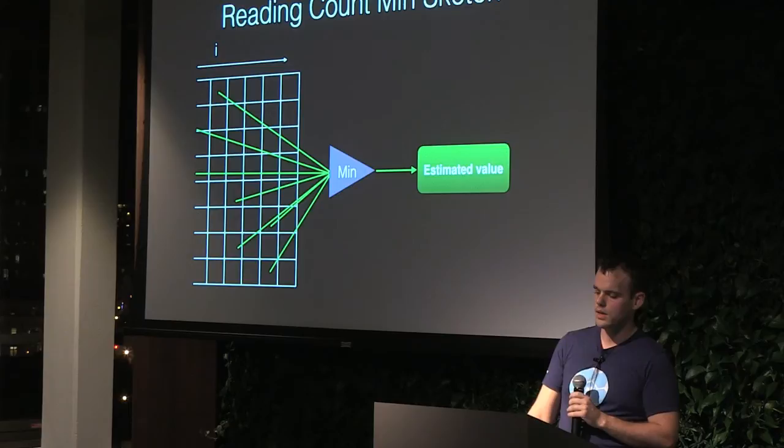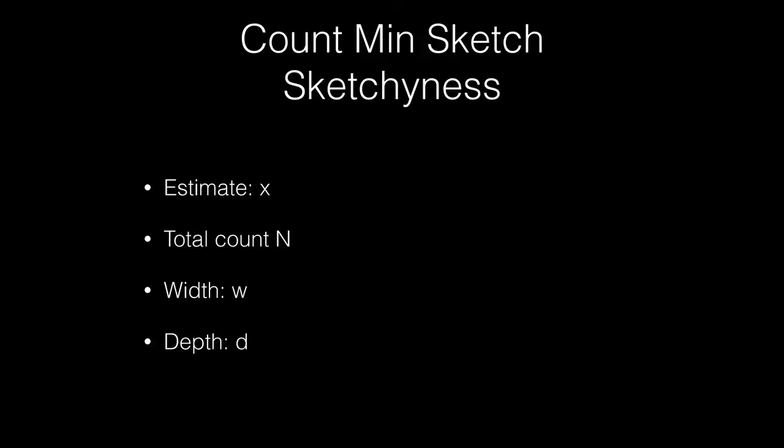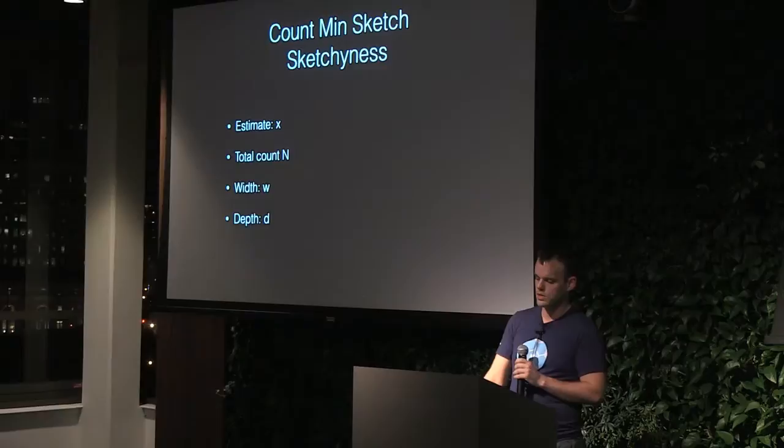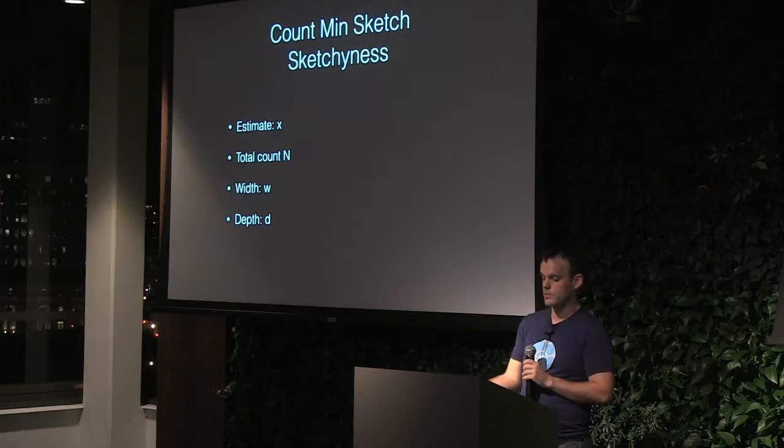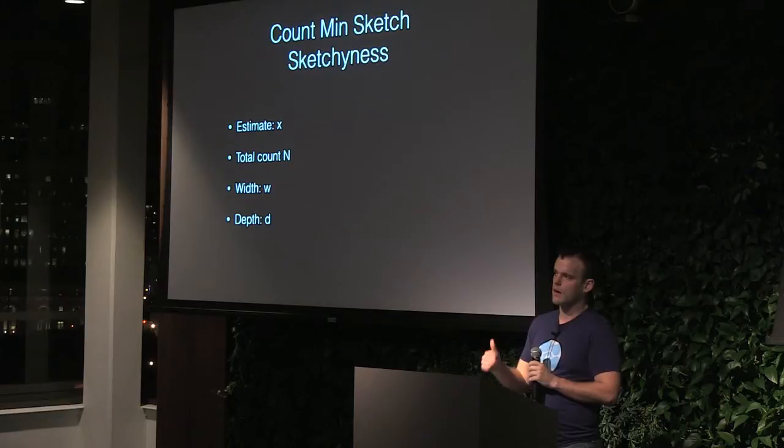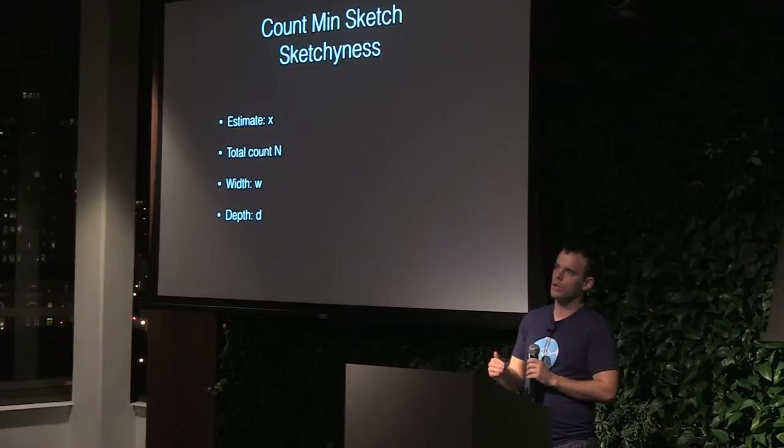Just looking at the error here, presuming that we're looking at an estimate for x, there are a few algebraic things in here, so it makes sense to lay them out. If we do an estimate for our count for a particular x, the error is proportional to the total count of the whole thing. The important one here is that the error is proportional to the total count, which is the total number of things you've put into this Count-Min Sketch. So if you have very few things in there, your error is very low. If you've really overloaded this Count-Min Sketch with a lot of data, then your errors will start spiking. So it's an important consideration as to how you size these things, or sometimes when you cycle them out.